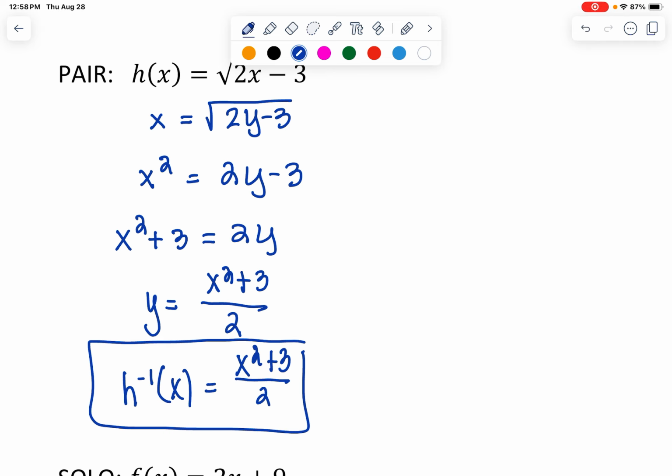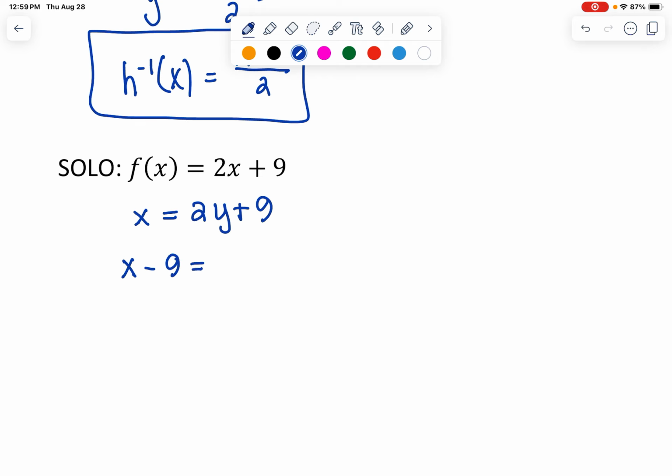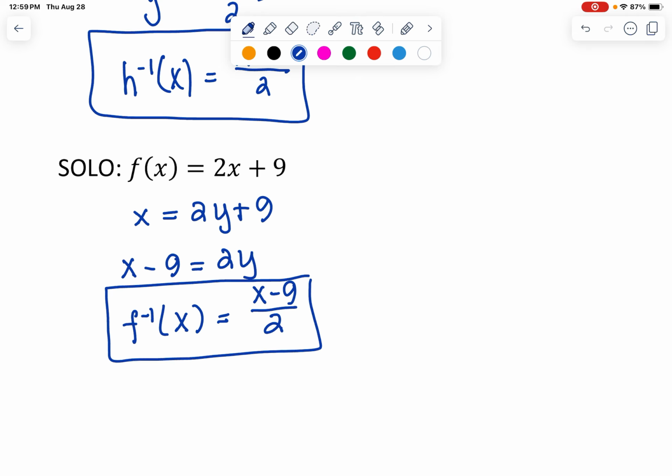All right, moving on to the last one here. You can go ahead and pause the video and try this one yourself and see how you did. y equals 2x plus 9, switch x and y. x equals 2y plus 9. Subtract 9 from both sides, divide by 2. So we have f inverse of x is equal to x minus 9 all over 2, or 1/2 x minus 9 halves.